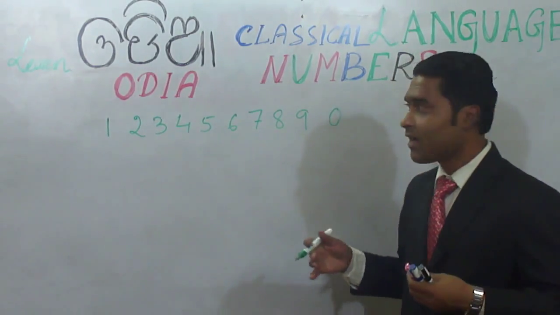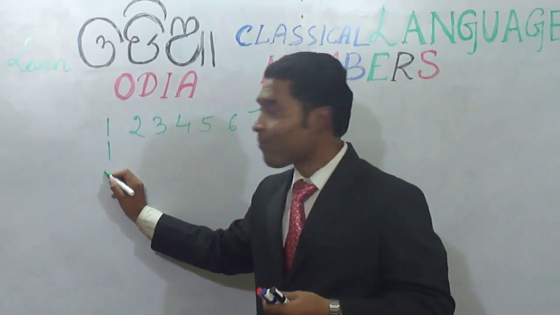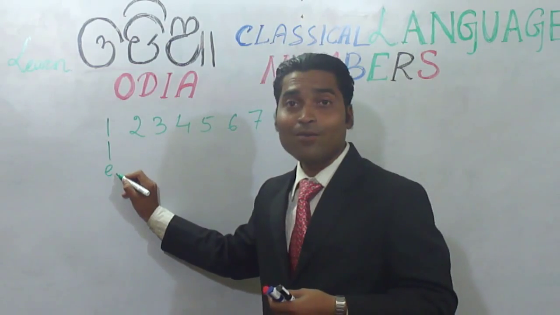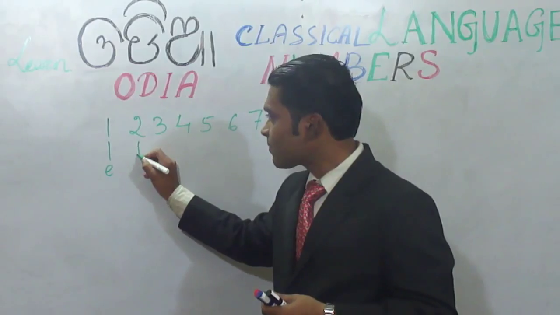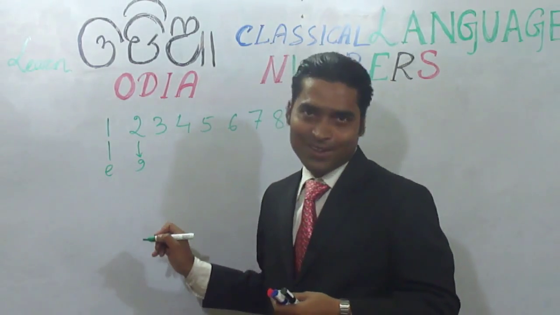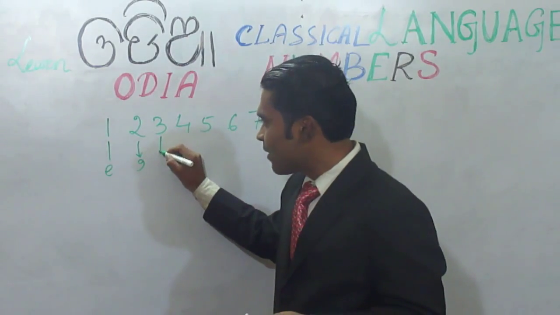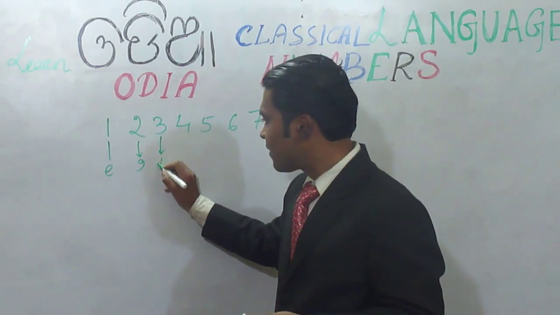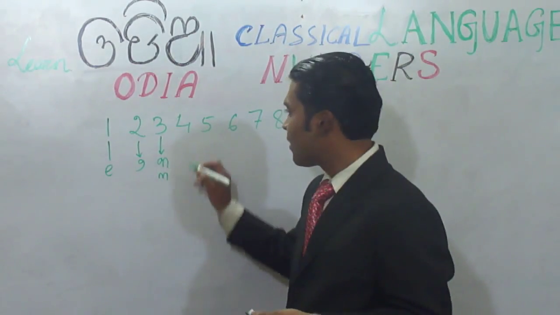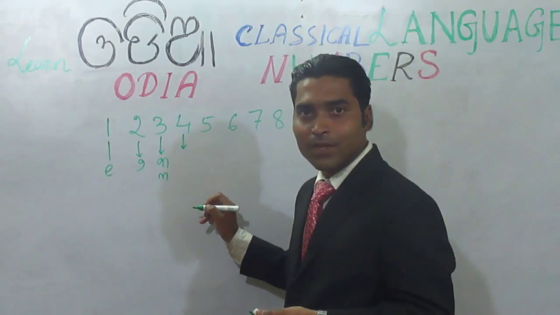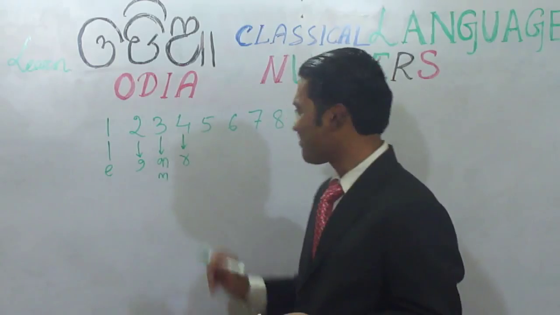How to relate that? If it is 1, we have to say eko. Eko, we write eko. Right? If this is 2, we write as dui. Dui. You can write like this. This is 3. We can write tino, or simply you can write tin. This is 4. You can write chari.